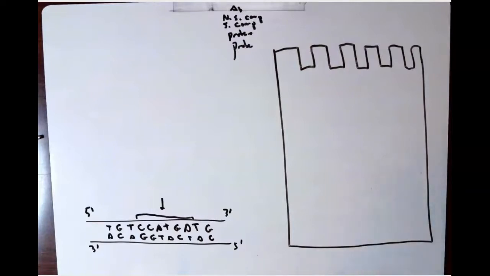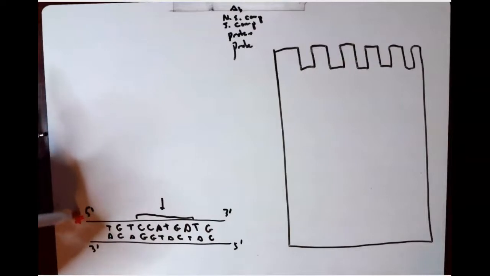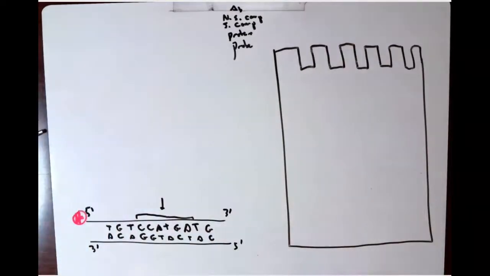And when we're using a probe here for gel shifts, we make that probe radioactive. So there are phosphorus atoms that are part of this DNA molecule that are radioactive, and they'll expose film.